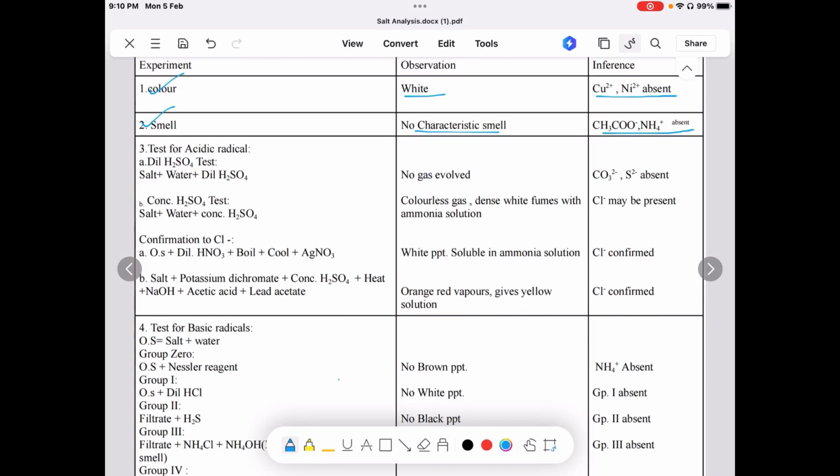Third step, test for acidic radical. First we do dilute sulfuric acid to the water extract. Water extract is salt with water. To this we add dilute sulfuric acid. As no gas is evolved, no characteristic changes there.